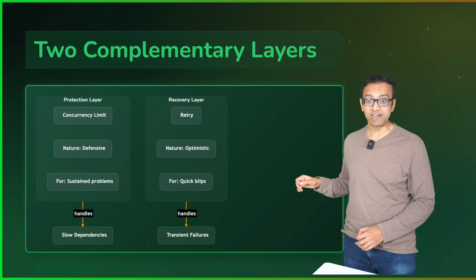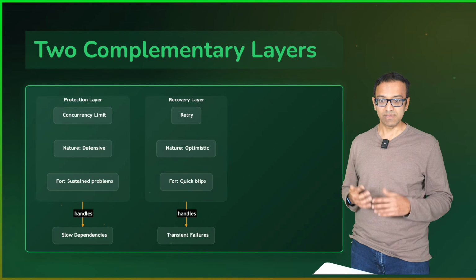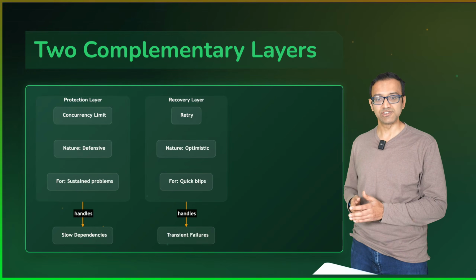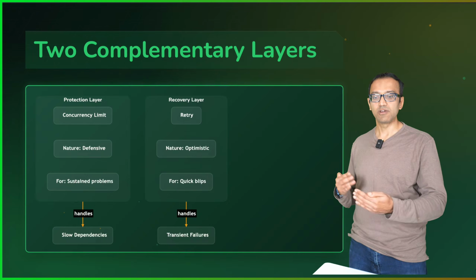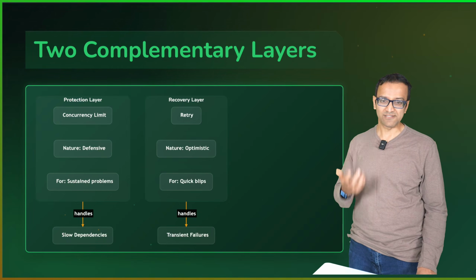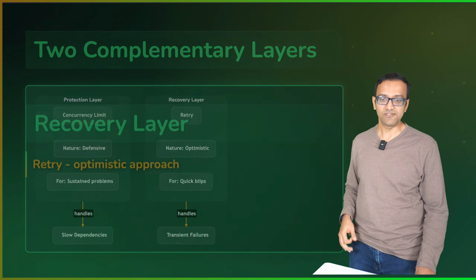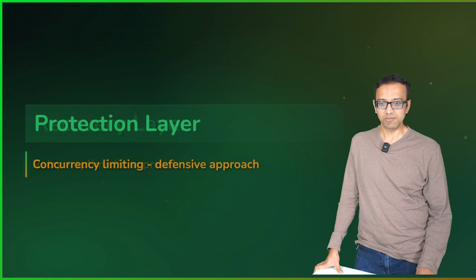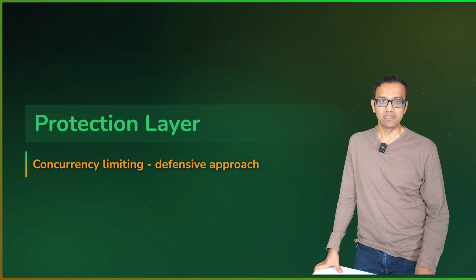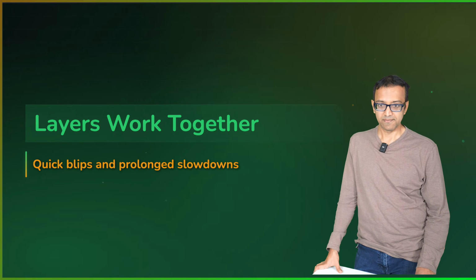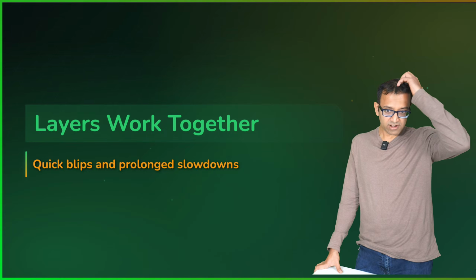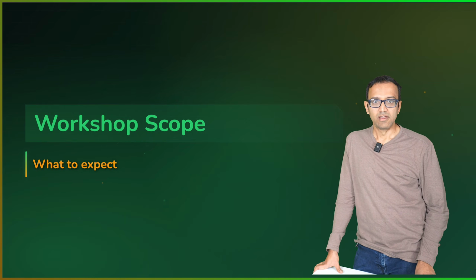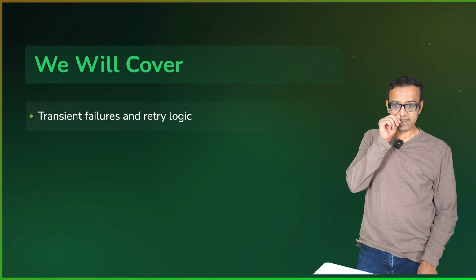With concurrency limiting, it's more defensive, right? It's basically for longer running issues. You feel like this is an issue that can go on for longer, so you want to be defensive about it. These two approach it in two different ways, and they work out well. So in the recovery layer, retry is optimistic, and concurrency limiting is defensive. They work together. You have quick blips and prolonged slowdowns. All right, so this is what we're going to cover in the workshop.